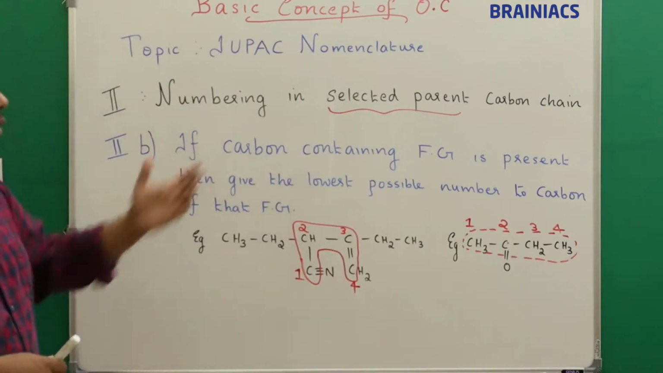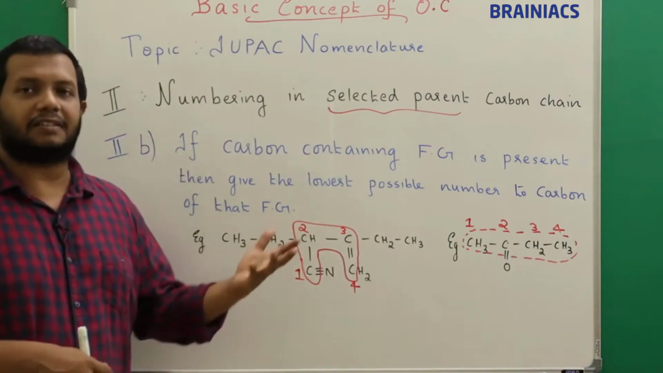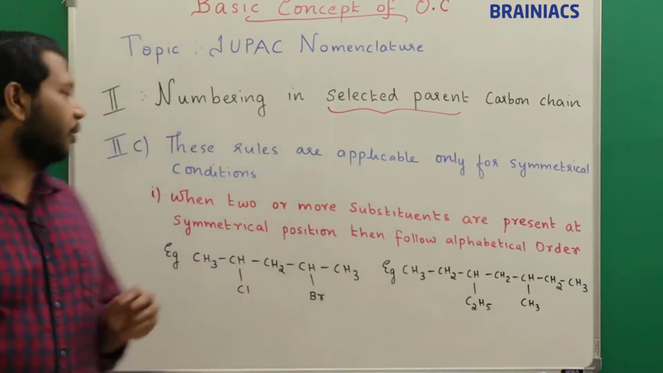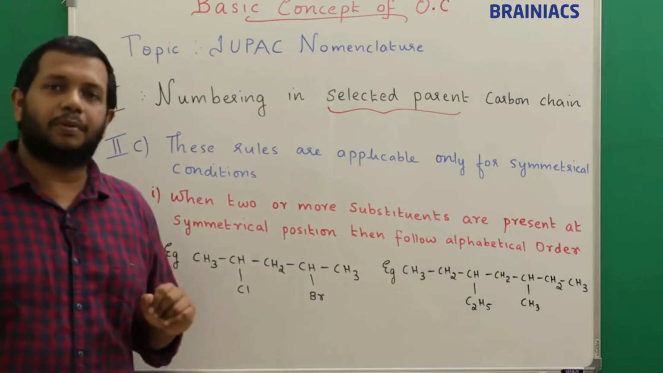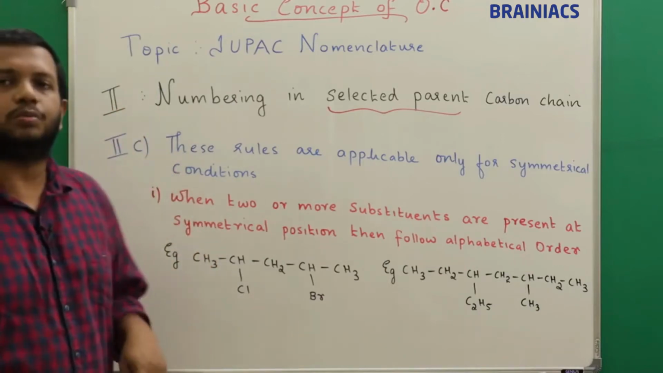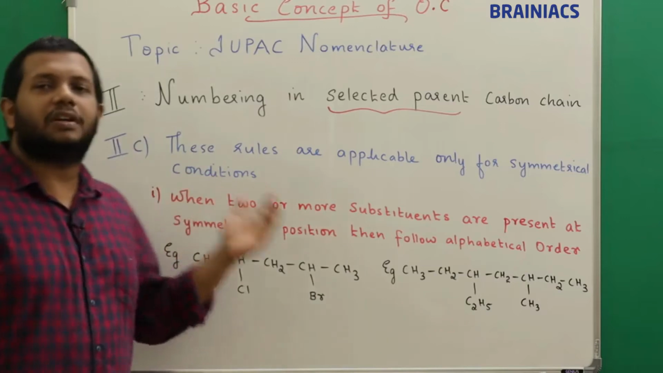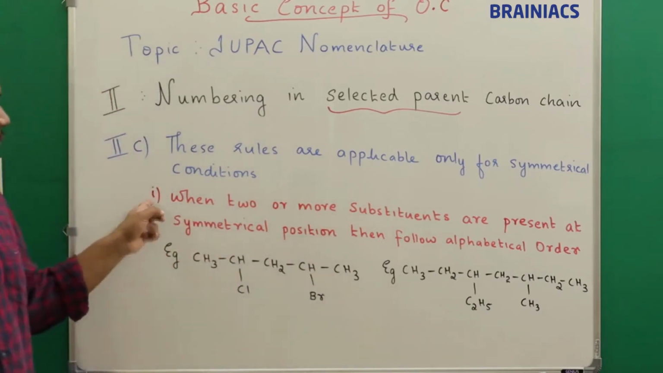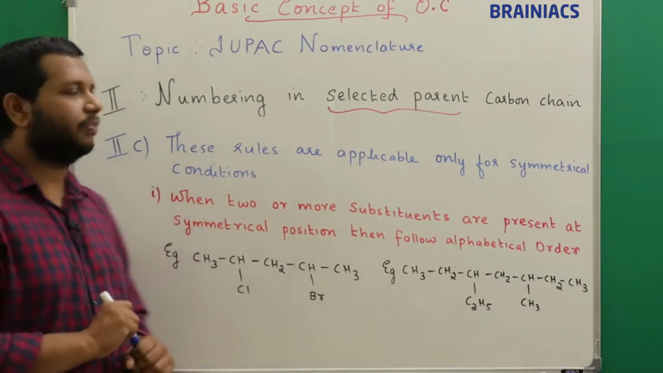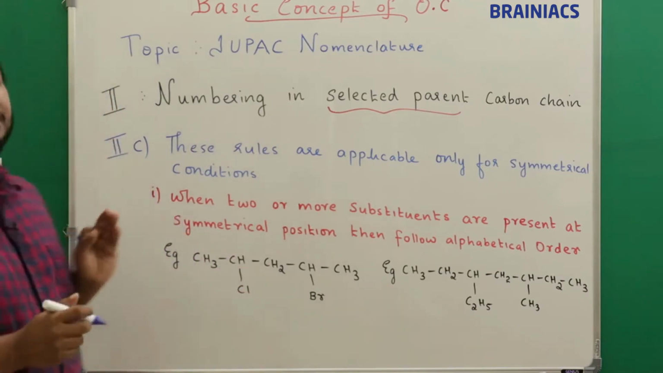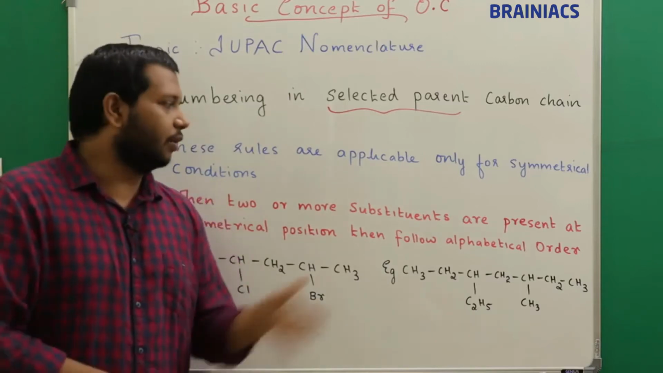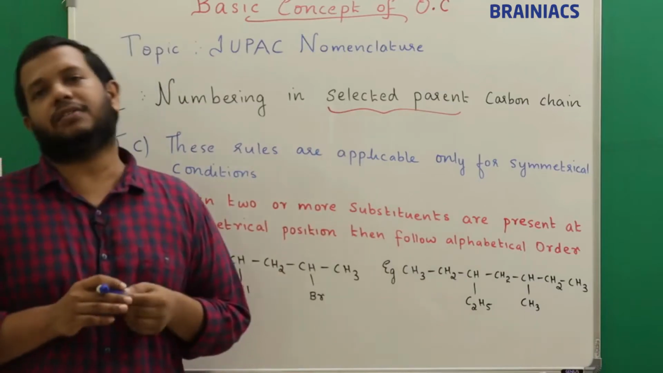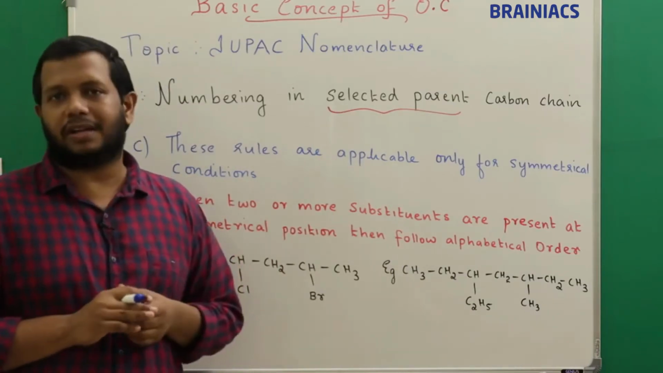So this is the basic way you need to number it. Now we will see all these rules, and at the end of the day we will see different examples, and I will help you how to apply these rules. Next we are going to see the third sub rule under the main category 2. When you go into the third sub rule, it itself is divided into two parts. The first statement of this third sub rule, whatever we are going to discuss here, is applicable only for symmetrical conditions. So I will explain what symmetrical conditions are.